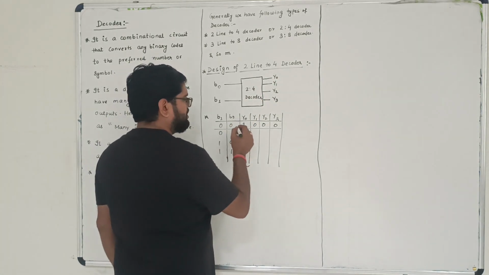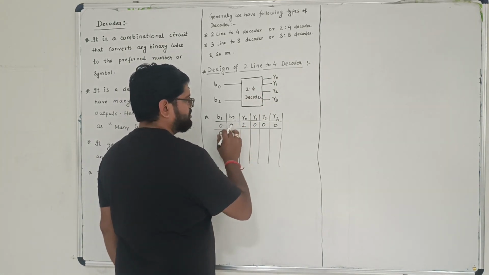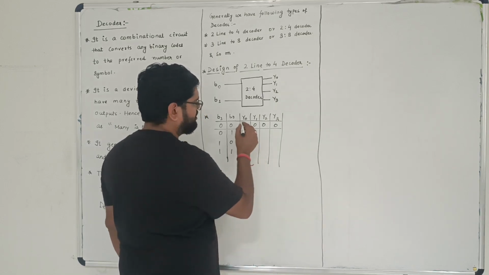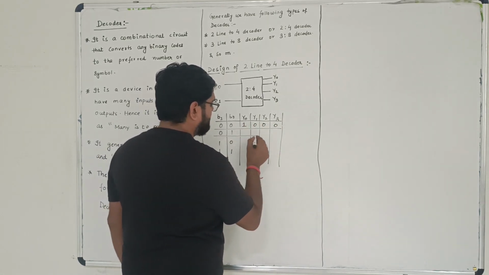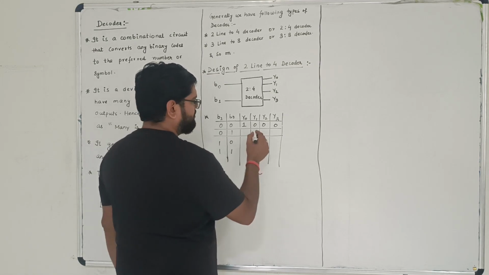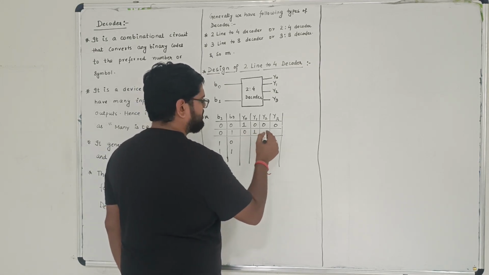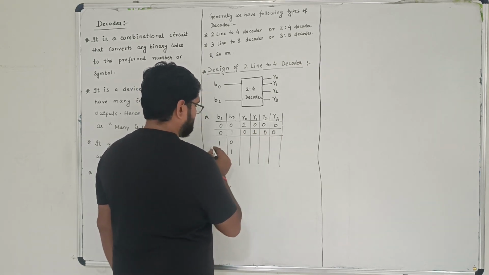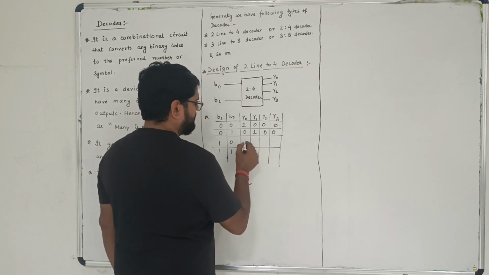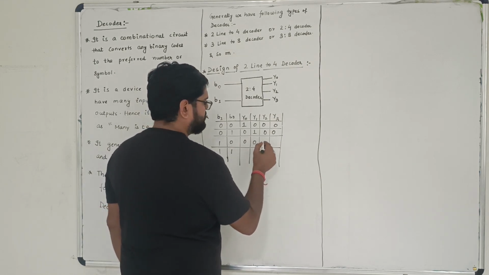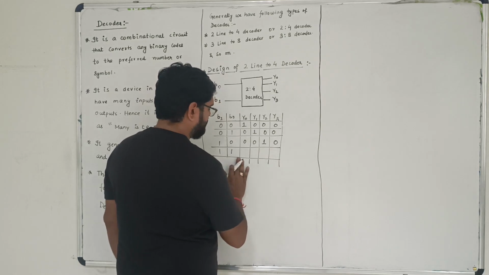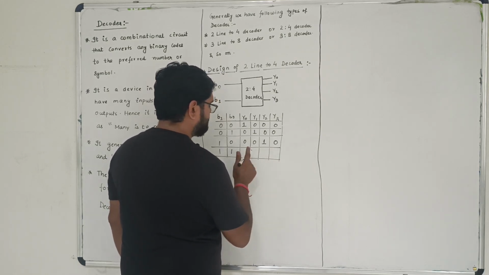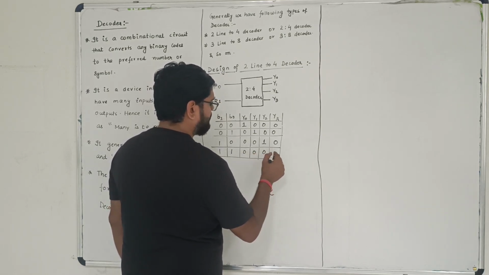The reason being the decimal value of 00 is 0. So therefore, we have Y0 activated, and the rest of the values are 0. Similarly, if it is 0, 1, what is the decimal value? 1. So Y1 will be activated, and the other values will be equal to 0. If we go for 1, 0, we know that all the values will be equal to 0 other than Y2. The last one will be 1, 1. So all the values will be equal to 0 other than Y3.